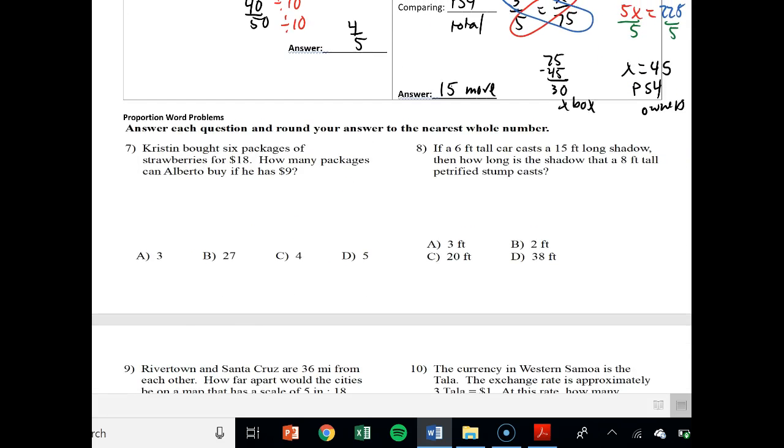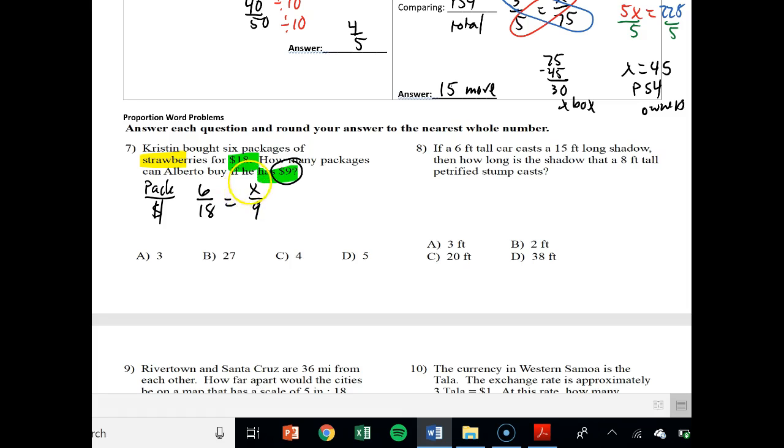This next section I'm going to do very quickly. It's stuff we've seen before. You always want to write what you're comparing and then just solve the proportion. So Kristen bought 6 packages of strawberries for $18. So I'm comparing basically packages of strawberries and money, right? How many packages can Alberto buy if he has $9? So my first ratio was 6 packages over $18. My second ratio just talks about money, right? And money goes on the bottom, so it's x over 9.